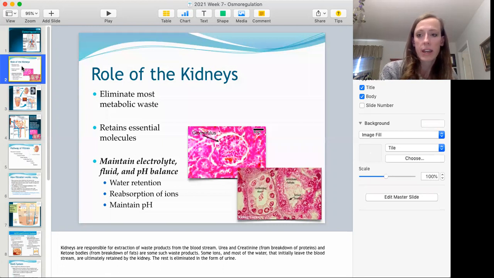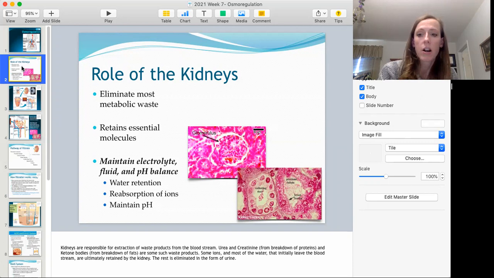So the roles of the kidneys are to, as I had mentioned, eliminate metabolic waste products. So this is waste products that come from the breakdowns of proteins and fats. We also need to retain essential molecules. Some salts will be retained, various ions. And then one other major role of the kidneys is retention of water.